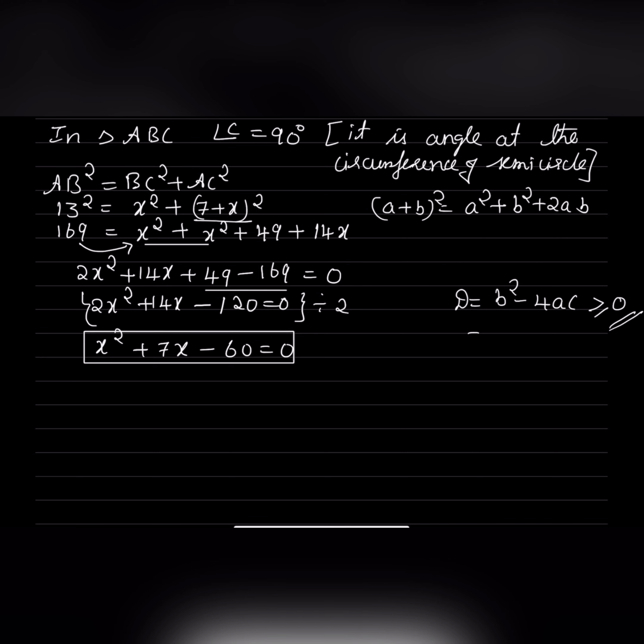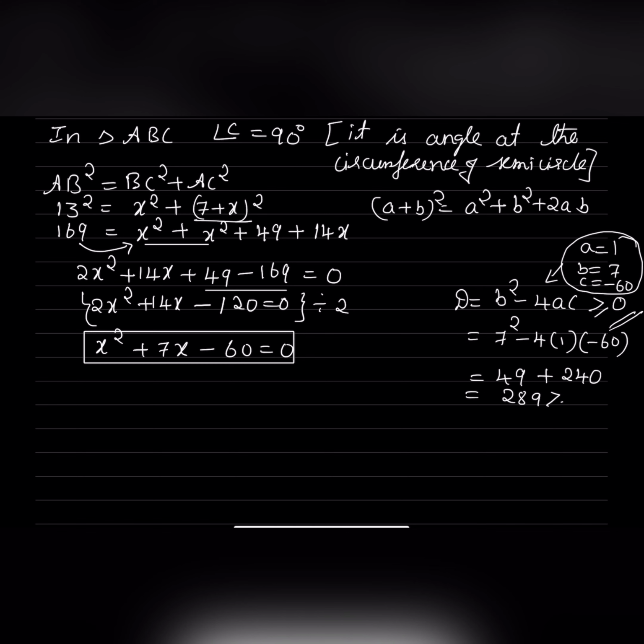So a is what? 1. B is what? 7, and c is minus 60. Substituting these values here, it will be equal to 7 square minus 4 into 1 into minus 60. So that is 49 plus 240. So that is equal to 289, which is greater than or equal to 0. Therefore, it is possible.